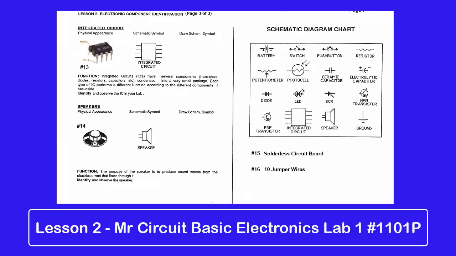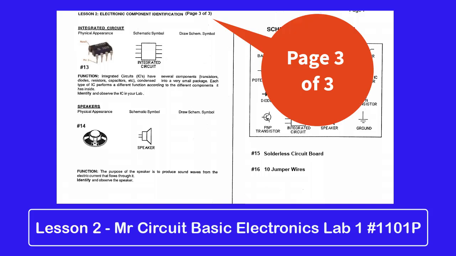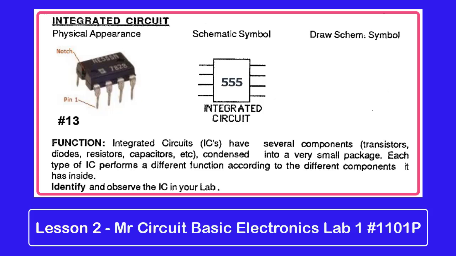Now let's go to page 3 of 3 of the component identification pages. The first item that comes up is an integrated circuit. This particular integrated circuit that we have in this lab has 8 leads sticking out of it. It's called a 555 timer. It's very well known and has many purposes, and we use it in a variety of ways. But we wanted to use this to indicate how you can use an integrated circuit to make different electronic projects. You'll see that it looks like a little bug with little legs sticking out of it.